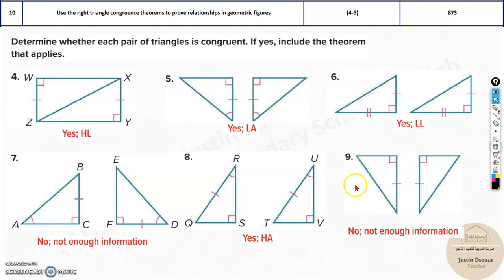So this is how we can easily solve them. I hope this is clear. Please do try them by yourself and then you can check for it.